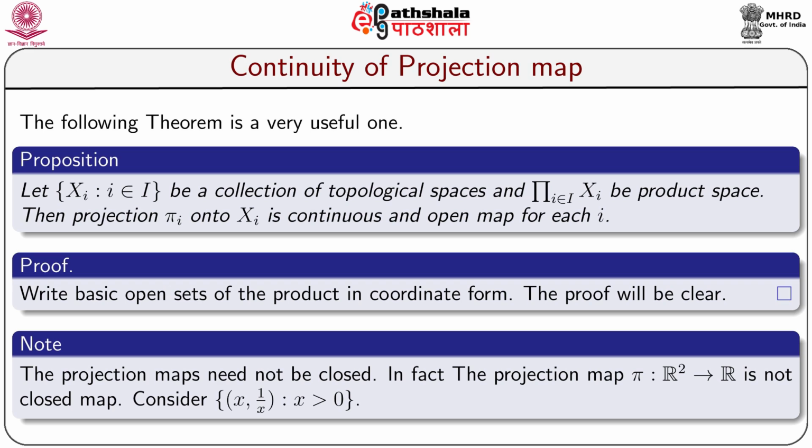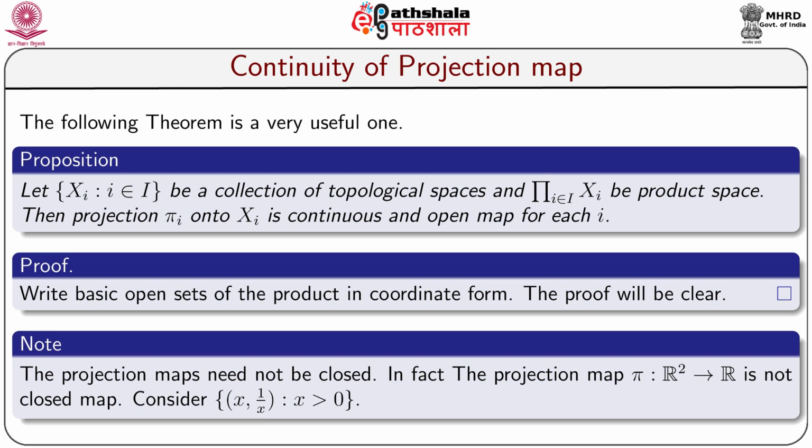This can be proved very easily by just writing the basic open sets in coordinate form. When we write basic open sets in coordinate form, they become of the form product of U_i, i belonging to I, where except finitely many, all U_i are equal to the whole X_i.